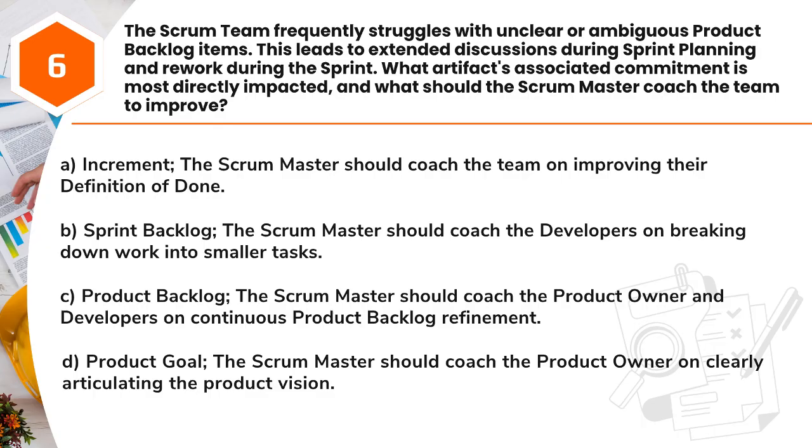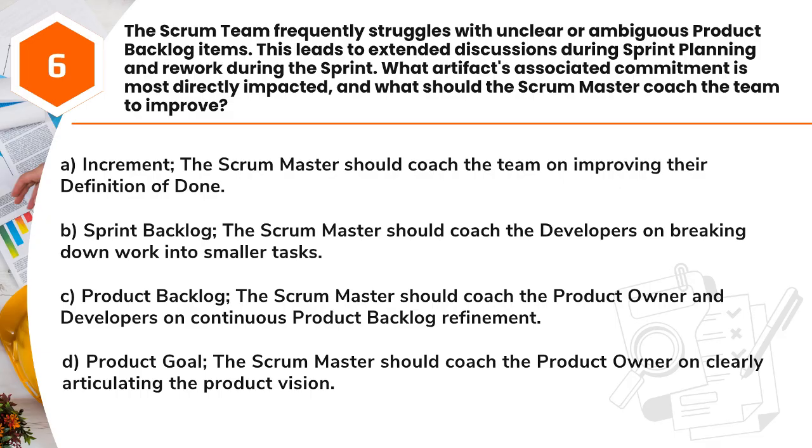Question 6. The Scrum team frequently struggles with unclear or ambiguous product backlog items. This leads to extended discussions during sprint planning and rework during the sprint. What artifact's associated commitment is most directly impacted, and what should the Scrum Master coach the team to improve?